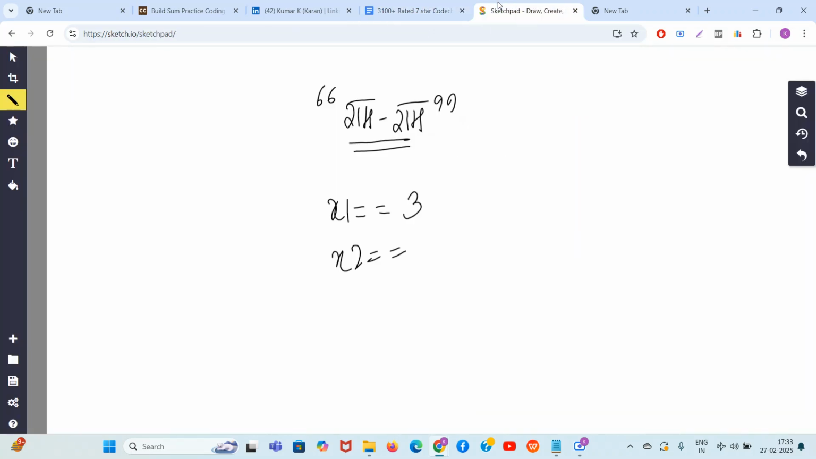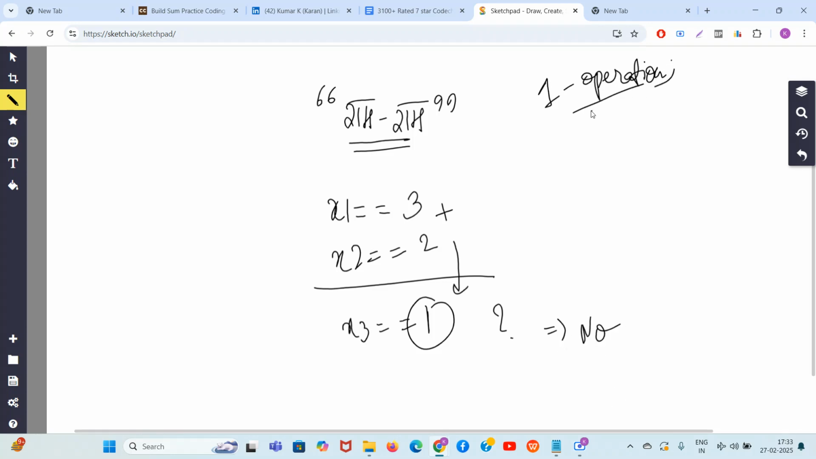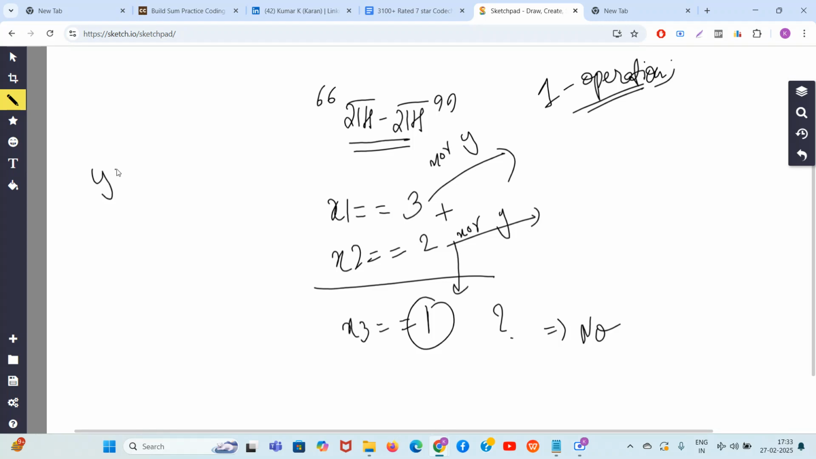So guys, x1 is 3, x2 is 2, x3 is 1. Now you want that 3 plus 2 become equal to 1. Is it happening? No. So what will you do? I will do one special operation. In that particular operation, I can choose any two numbers and do XOR y on them. Which y will I select? I will do them XOR with 3. I will select my y as 3.